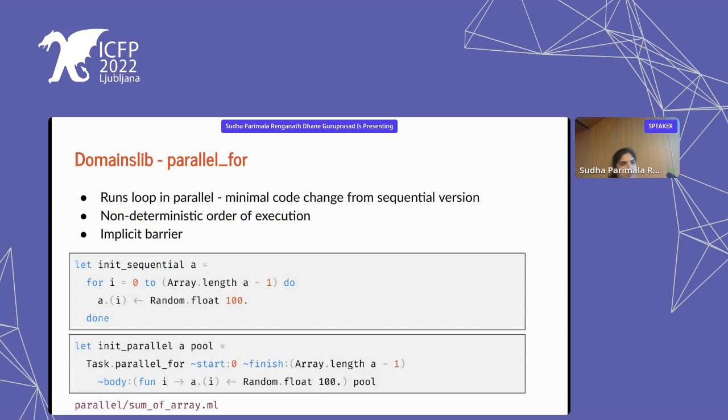Yeah, the parallel for is just part of Domainslib. You can imagine there's some argument as well. And then the body is just like the main argument, a function that is the body of the loop, the previous one, the number.